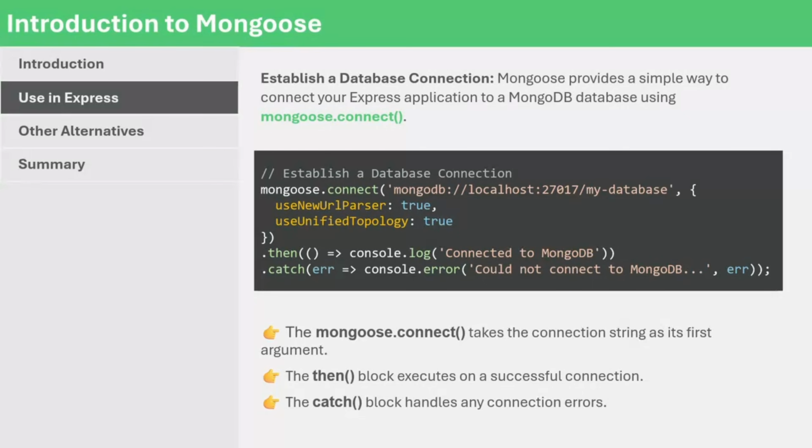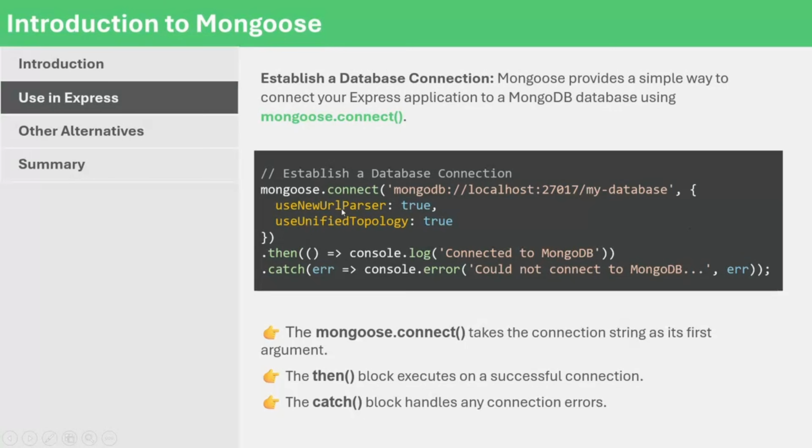So Mongoose provides a simple way to connect your Express application to a MongoDB database using the connect method. On the Mongoose object, we can call the connect method, and to that connect method, we need to pass the connection string of the MongoDB database to which we want to connect. There, we can also set some options like useNewUrlParser and useUnifiedTopology. These are some options which we can pass while connecting to a MongoDB database using Mongoose. But this second argument is optional.